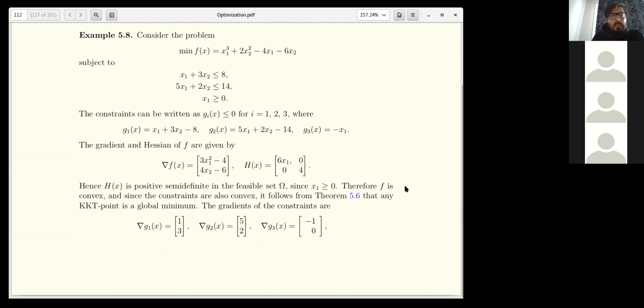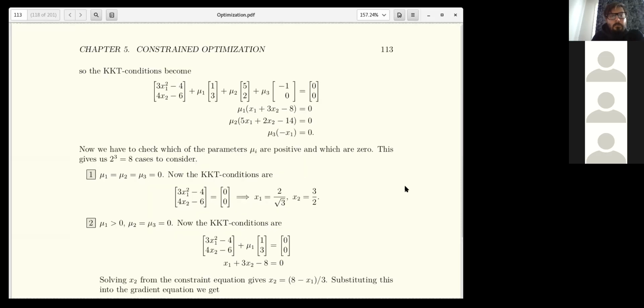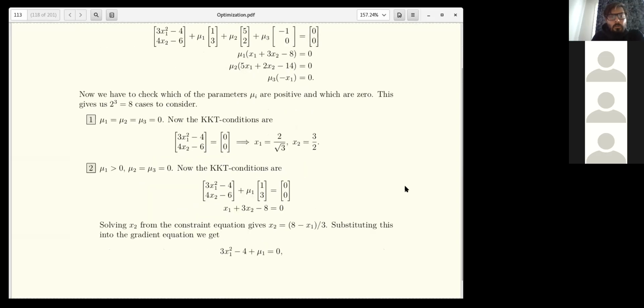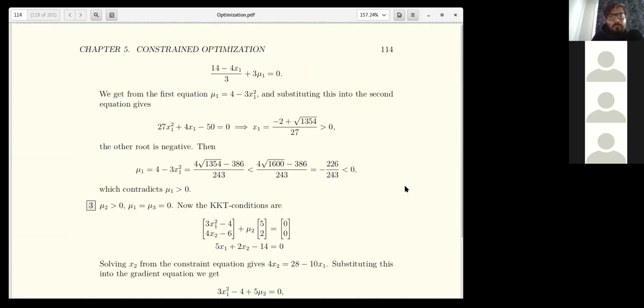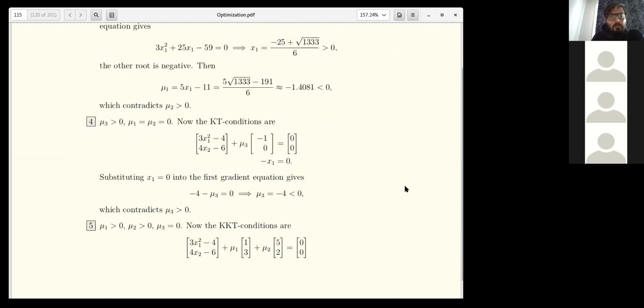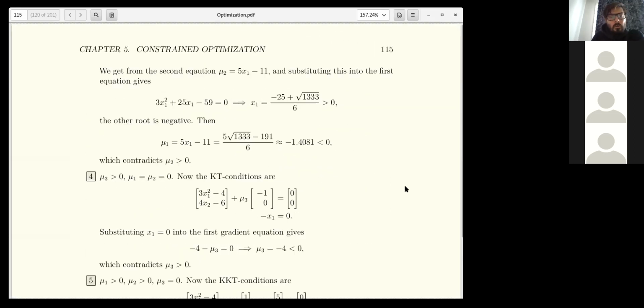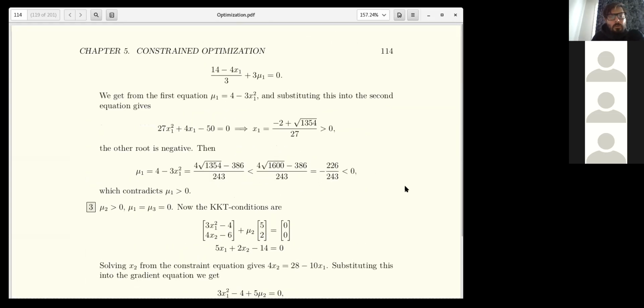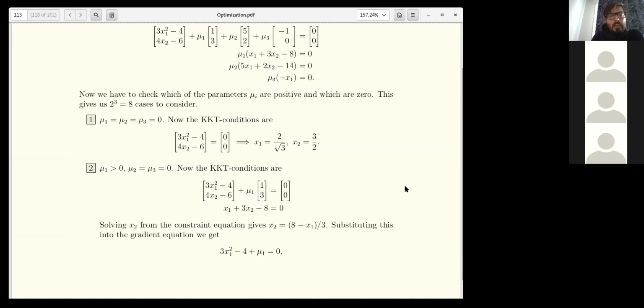Let's look at example 5.8. You can do it in your group. You can go through this checking of the KKT points and checking of these coefficients. There are multiple stages here, so I urge you to go through the first 3.